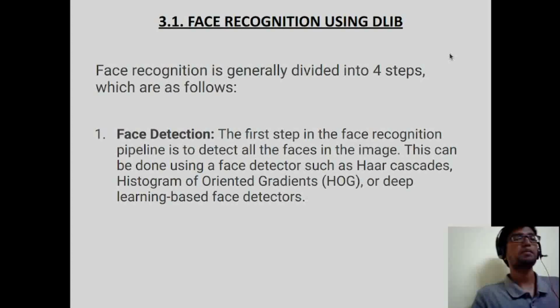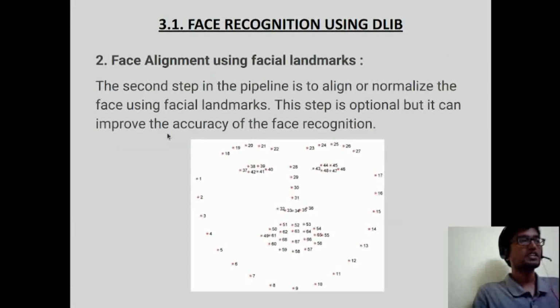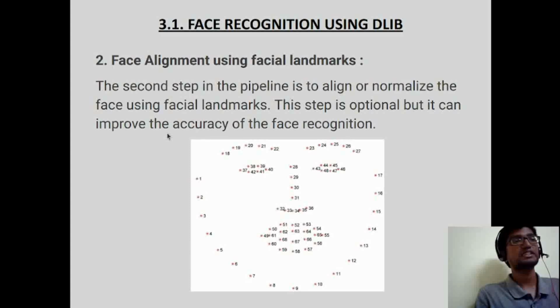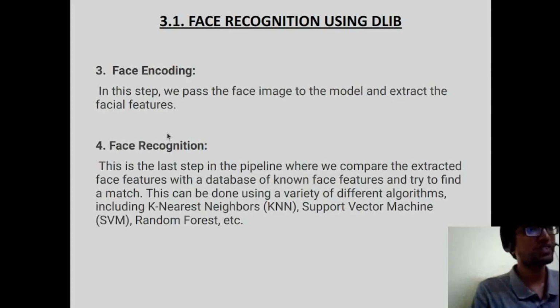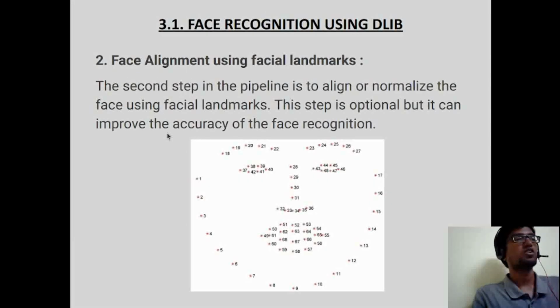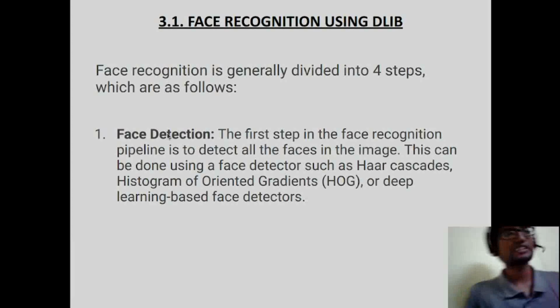What are the back-end processes in face recognition? There are four steps. The first step is face detection. The second step is face alignment using facial landmarks. This is a very important step, because it increases the accuracy. The third step is face encoding. The fourth step is face recognition. These are the final steps we know. It's easy to recall. Now let's discuss each step deeply.